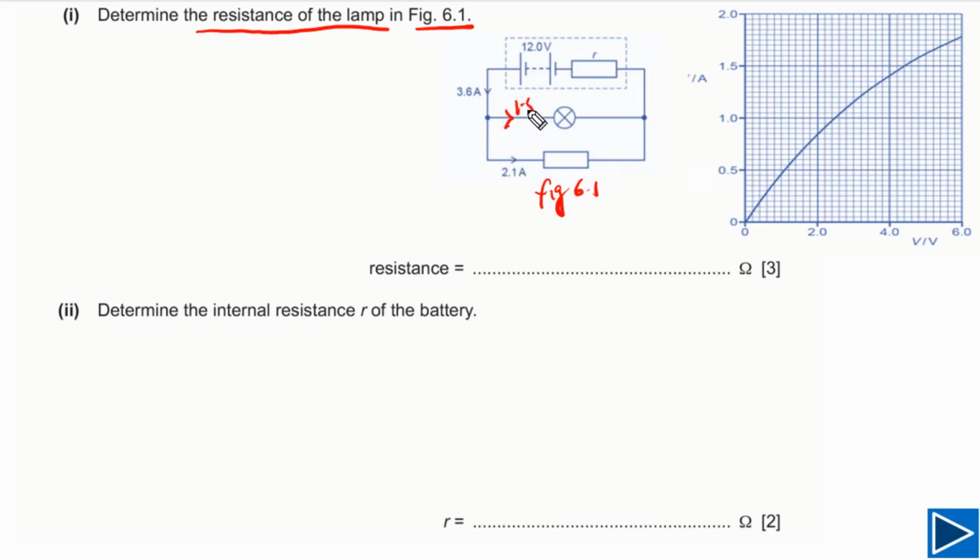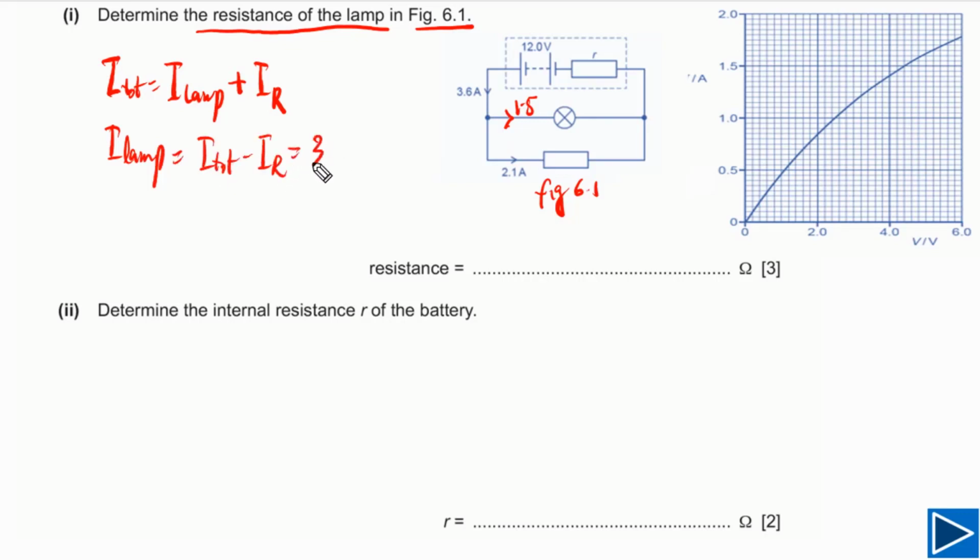So the current passing through the resistor will be 1.5, because the total current, I total, is equal to the current passing through the lamp plus the current passing through the resistor. So if we need to find I lamp, this is simply equal to I total minus IR. In this case, I total is 3.6 minus 2.1, so the current passing through this lamp is equal to 1.5 amps.